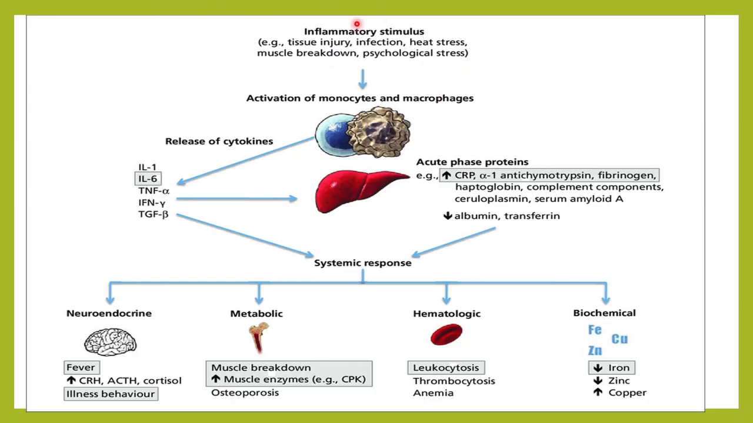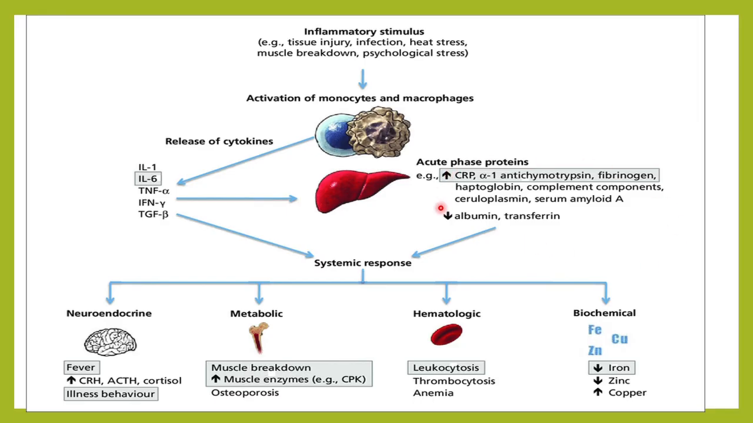Whenever there is an inflammatory stimulus, it could be tissue injury, infection, heat, stress, there is activation of monocytes and macrophages. There is release of cytokines from these leukocytes. Whenever this happens, the liver also produces certain proteins in order to stop the infection or tissue damage or stress. At that time the liver produces excess of acute phase reactants like fibrinogen, haptoglobin, complement components, etc. And certain acute phase reactants are reduced, like albumin, transferrin, etc.